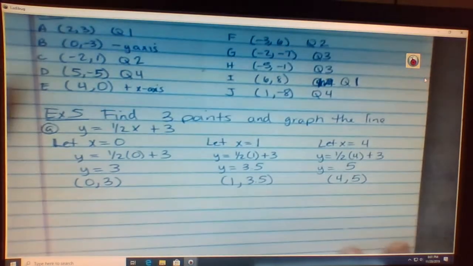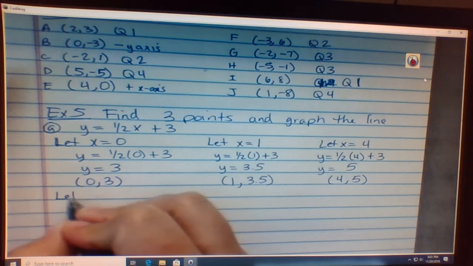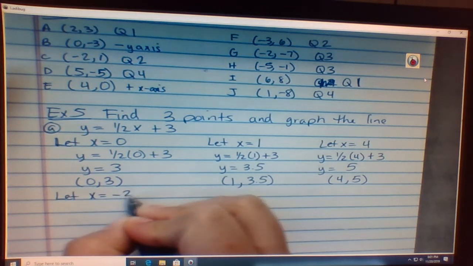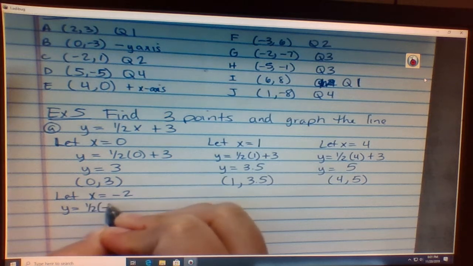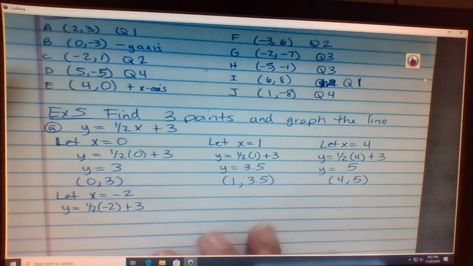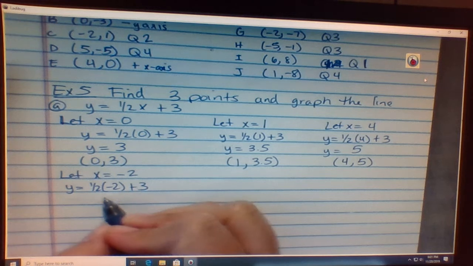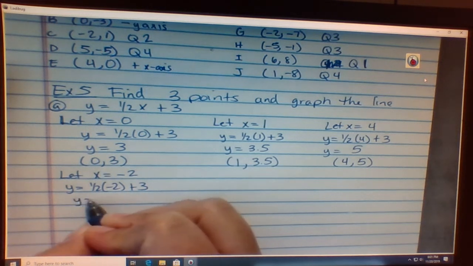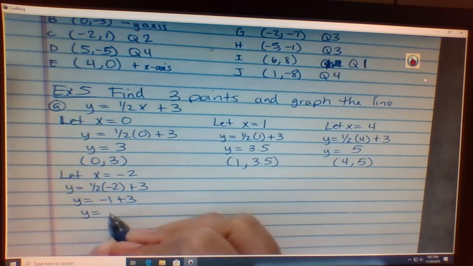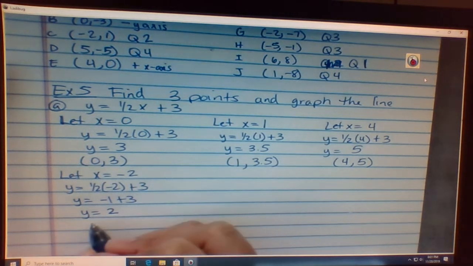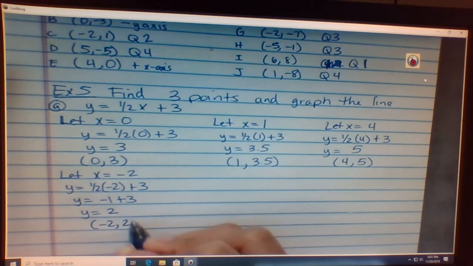Do you want me to write it out just to be safe? Okay. Let x equal negative 2. So we have y equals 1/2 times negative 2 plus 3. Half of negative 2 is negative 1 plus 3. And that right there is a 2. So my point would be negative 2, 2.